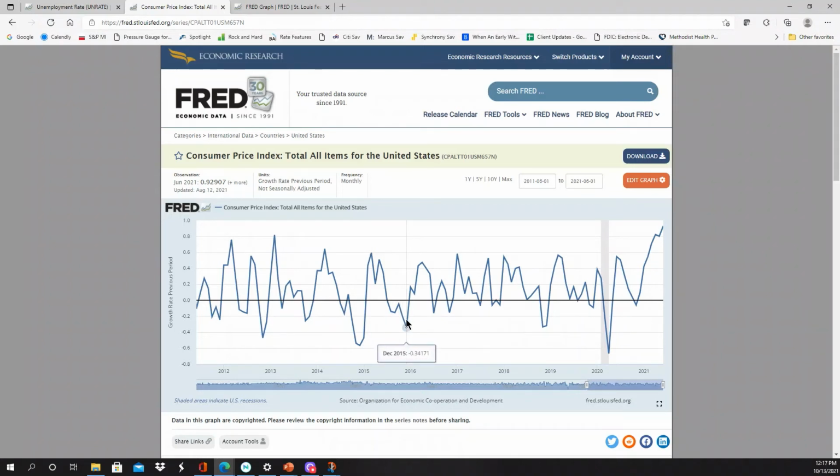even though the consumer price index was not positive, there was really no indication of inflation, we still raised interest rates. Today, if you look at where we were December 15th and where we are today, the inflation is a much different level.